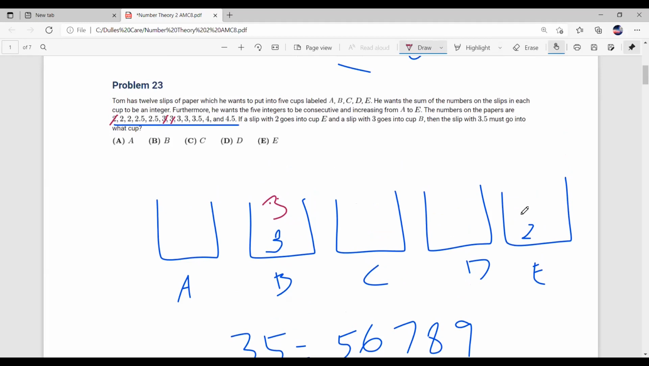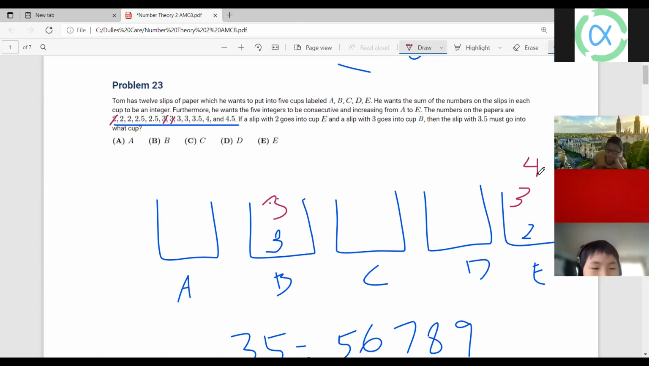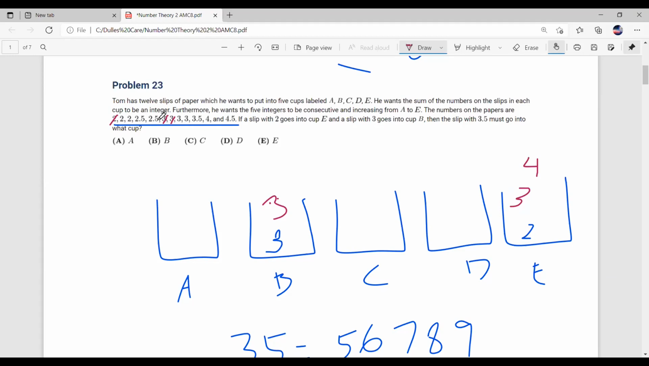Well, we have a couple choices. We know that 3 plus 4 is equal to 7, and 2.5 and 4.5, if you add those two numbers up, is also equal to 7. So let's first consider the case where we have 3 and 4 here. All right. So then if we have 3 and 4 here, let me cross off another 3.